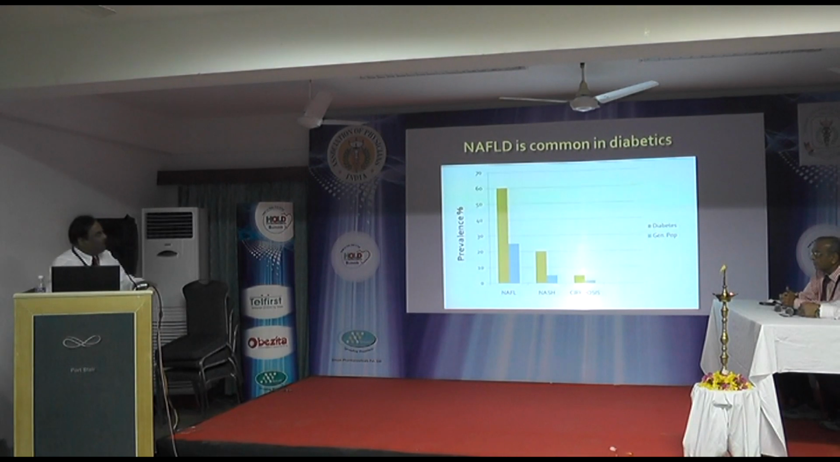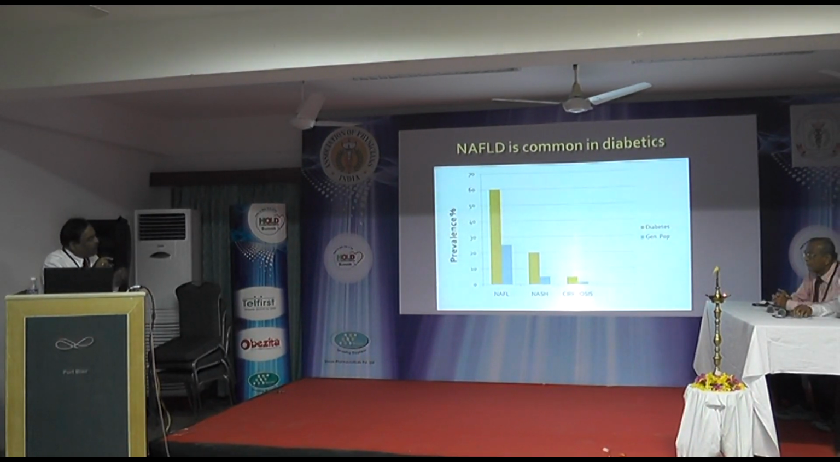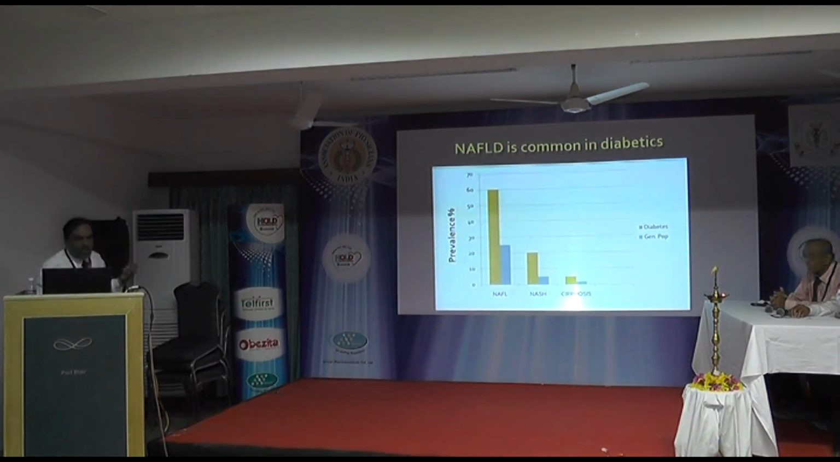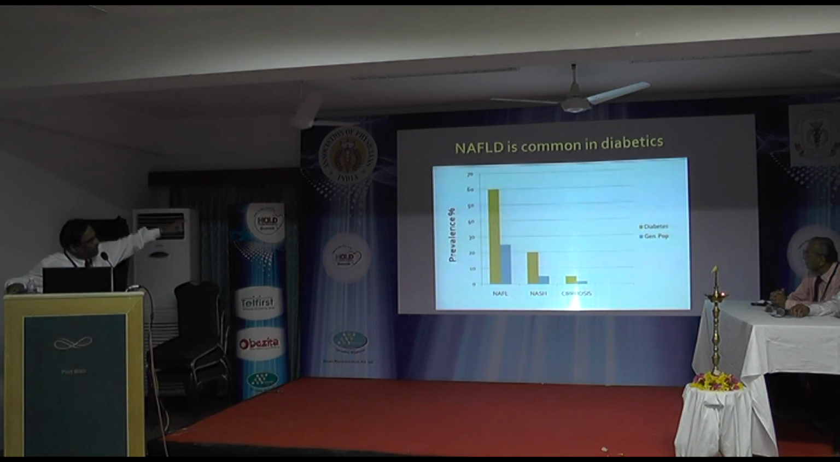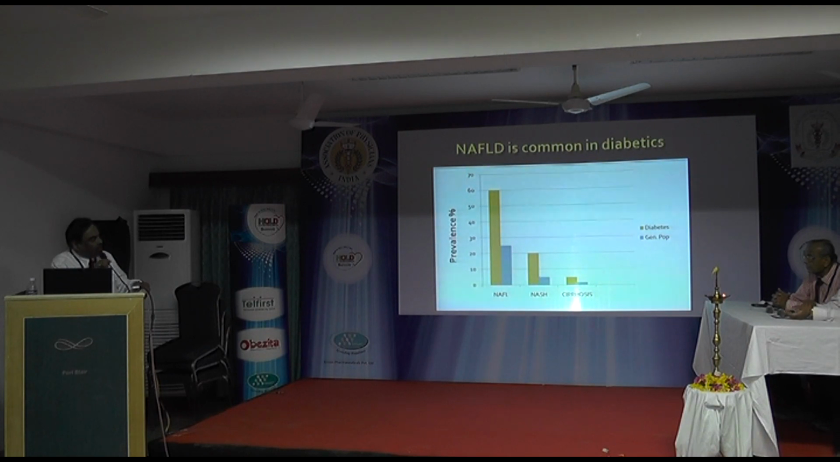Let us therefore start by looking at whether diabetics have a higher prevalence of fatty liver disease in all forms. The yellow bars I have shown are the diabetics compared with the general population shown in blue bars. So fatty liver disease is 60% in diabetics and about 20-24% in the general population, because the figures in India are variably described as between 10 to 32%. So I have taken an average figure of around 20-24%.